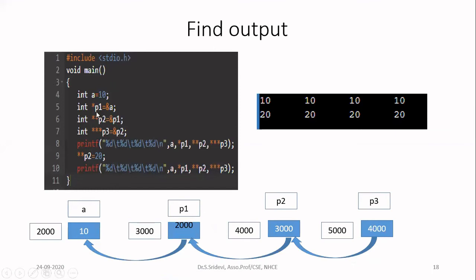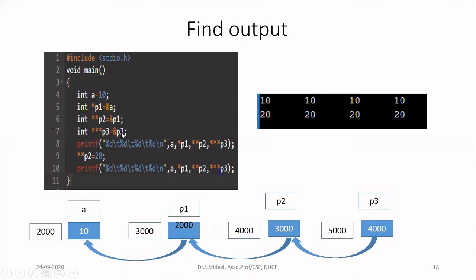Let us consider the second program. Here I have a variable a which is having the value 10. Similar to the previous program, I have written line numbers 4, 5 and 6. If you see line number 7, this is a new line I have added. In this I have a triple pointer, so triple pointer p3 is going to have &p2.